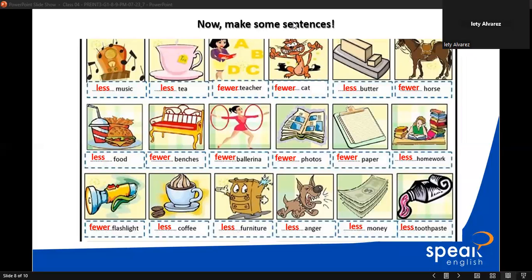There is less tea than coffee. Perfect. What about the next one, Catherine? I'm not sure. There are a fewer cats than dogs, or there is a fewer.